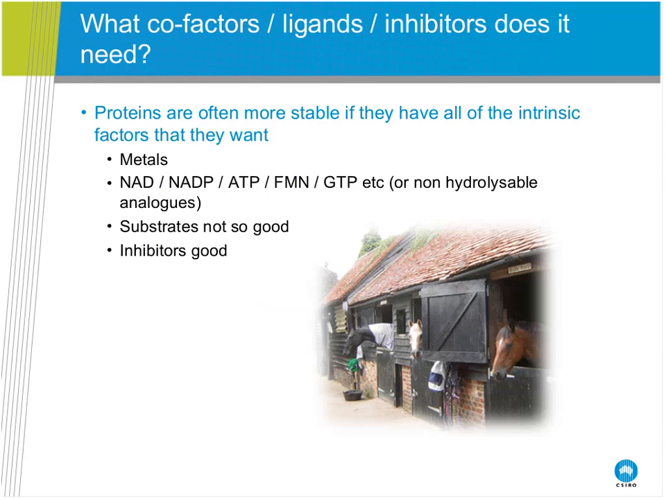We are interested in having happy protein or stable protein, that's the picture of horses. And the way to do that is to make sure that everything that the protein needs is in the solution with it. So that means if it has intrinsic metals, make sure that they're in there. Make sure that any cofactor is associated with the protein. Substrates, not so good generally to put in with your protein, because if your protein is active, it will turn over and you won't have substrate anymore. Inhibitors tend to be good because they do tend to lock down your protein into a single conformation.